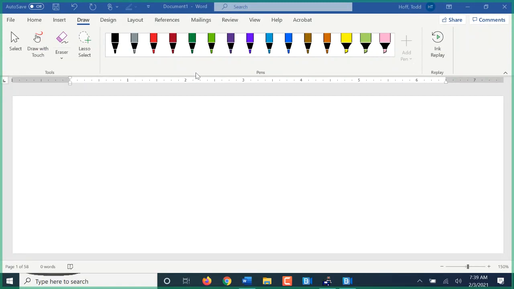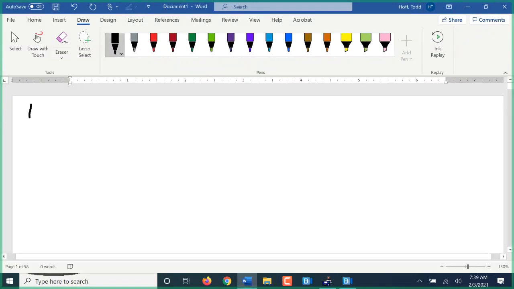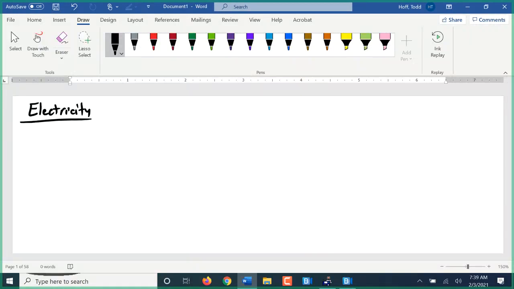So, two things I want to finish up. One is electricity. Actually, there's three. Electricity is all about ratios, but it depends on what type of circuit we have. This is a simple circuit.